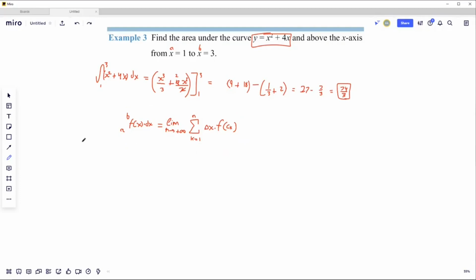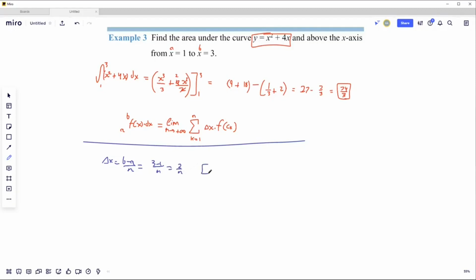So our very first step is to find delta x. Delta x is b minus a over n. N stays n, b is 3, a is 1, so 3 minus 1 over n, giving you 2 over n.